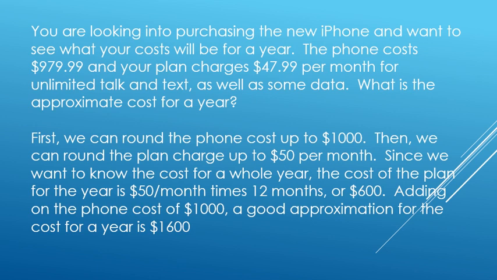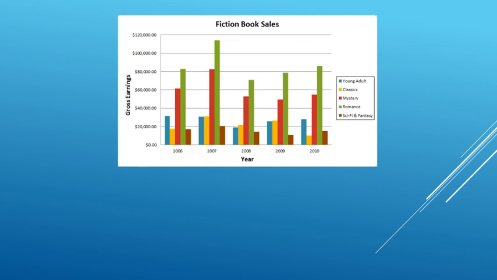It's also very important to be able to estimate costs by looking at graphs of various kinds. This is a bar graph here. This is a graph about book sales of various types of fictional books. We have the years 2006, 7, 8, 9, and 10, and then we have the gross earnings on the left-hand side. So by looking at a graph here, you should be able to estimate what the sales were for a particular type of book in a particular year.